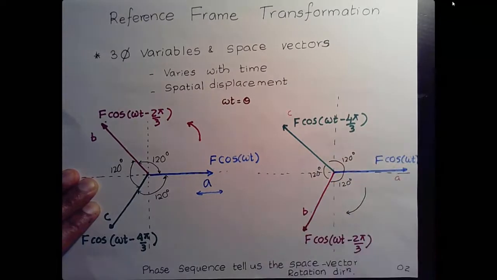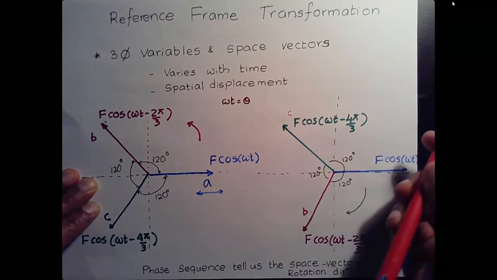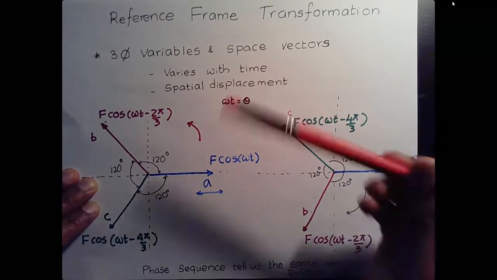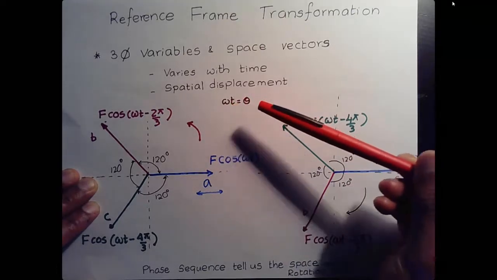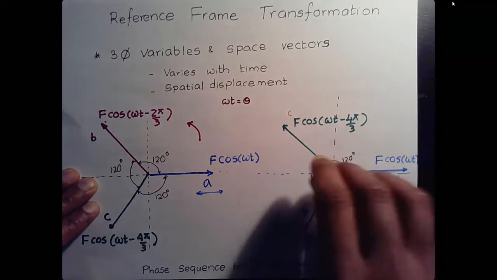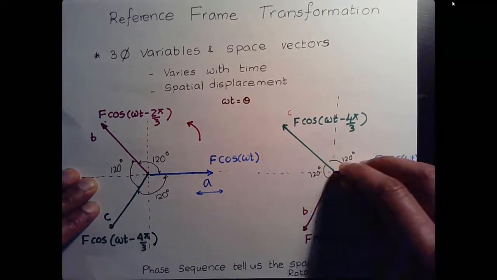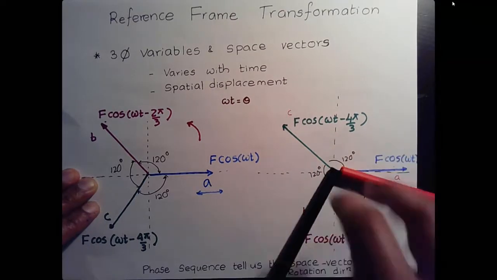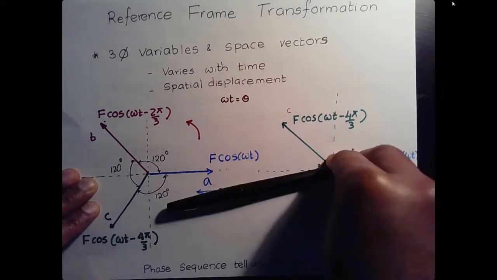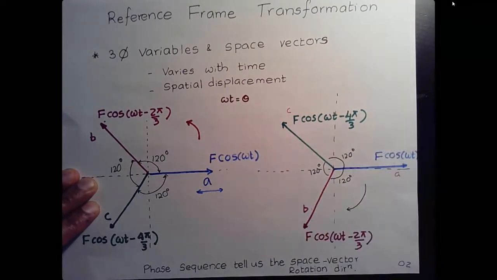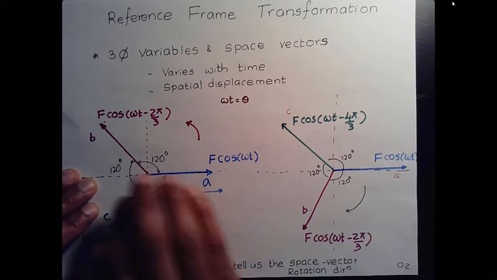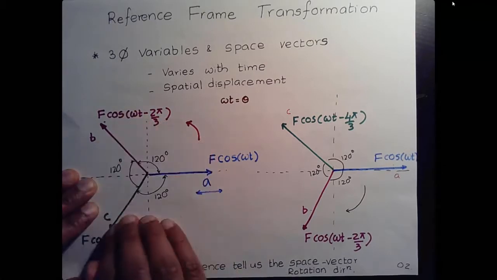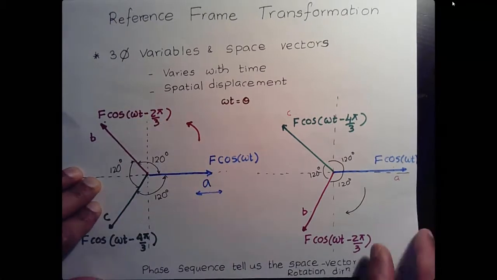Now, this direction of rotation is crucial because omega t is your theta, and that theta is what we use to align our reference frame. We have two axes on our reference frame that we rotate, and that's very important in our alignment. So the phase sequence is very important. In my previous video, I only used this approach. This is the only one I showed.